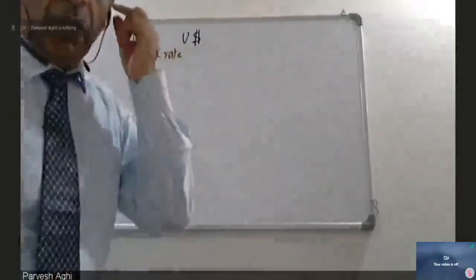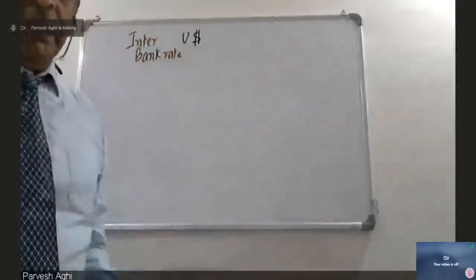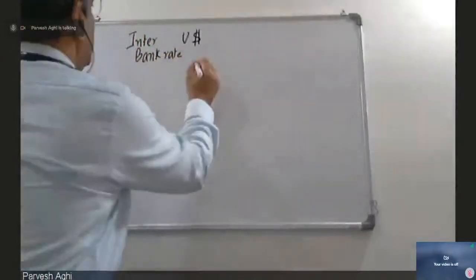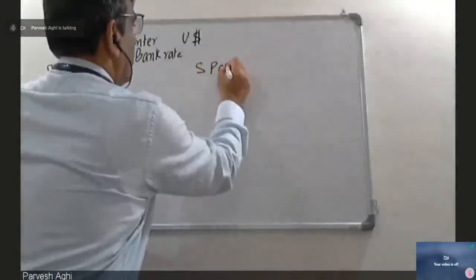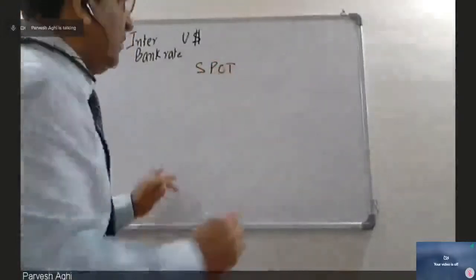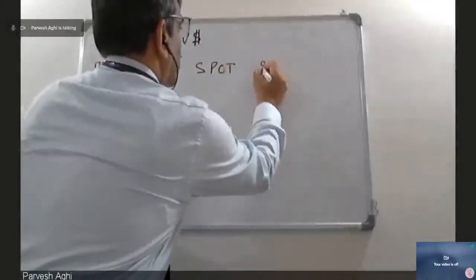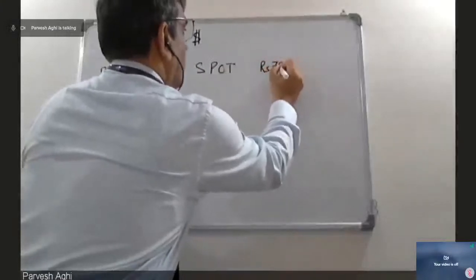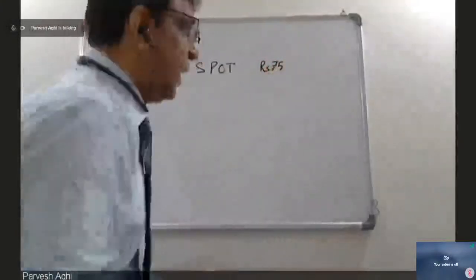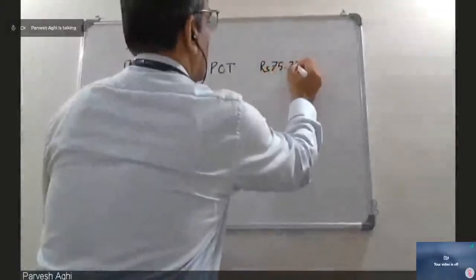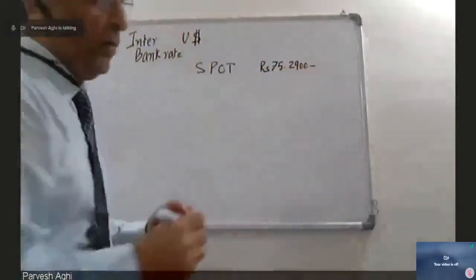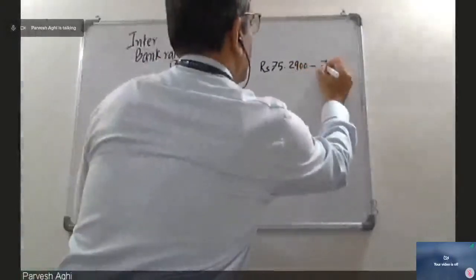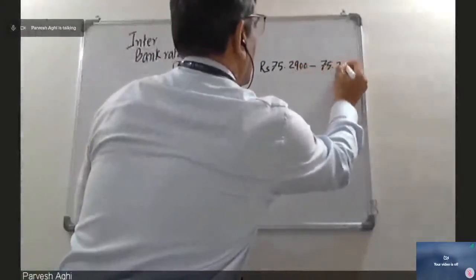Okay. So a quotation for US dollar in the interbank market is as follows. We have the spot rate. The spot rate is given as rupees 75.290, so this is the bid rate, and 75.2975. So this is the interbank quote.